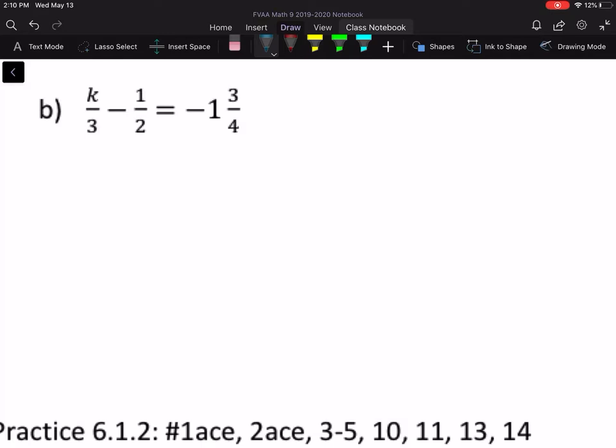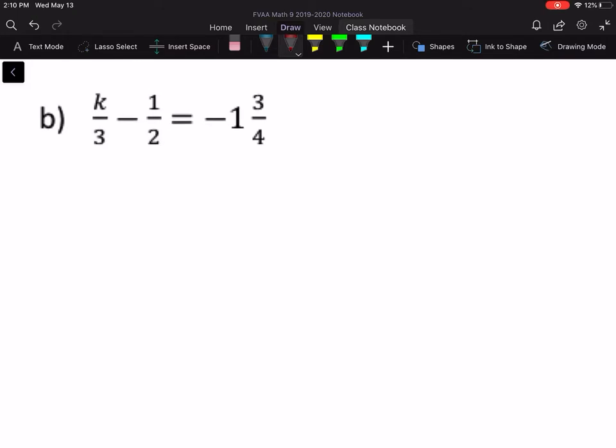So I'm going to change that to an improper fraction along the way as well here. But I'm going to start with my first step in algebra, which is adding 1/2 to both sides of the equation. Because negative 1/2 plus positive 1/2 is equal to 0, these cancel out, and I end up with k over 3 on the left-hand side.